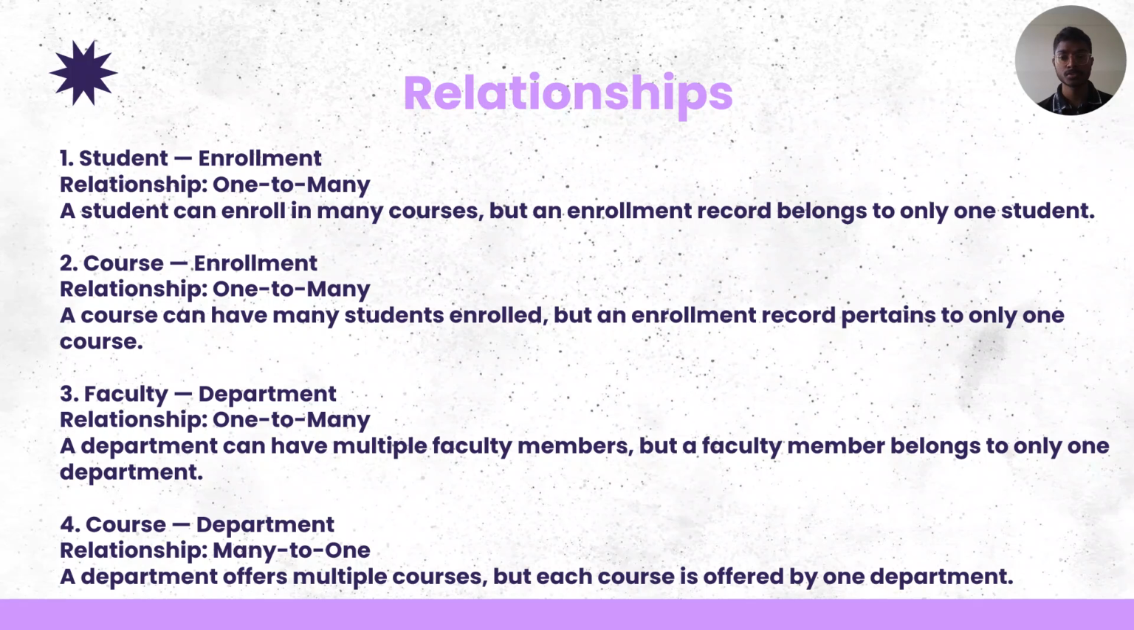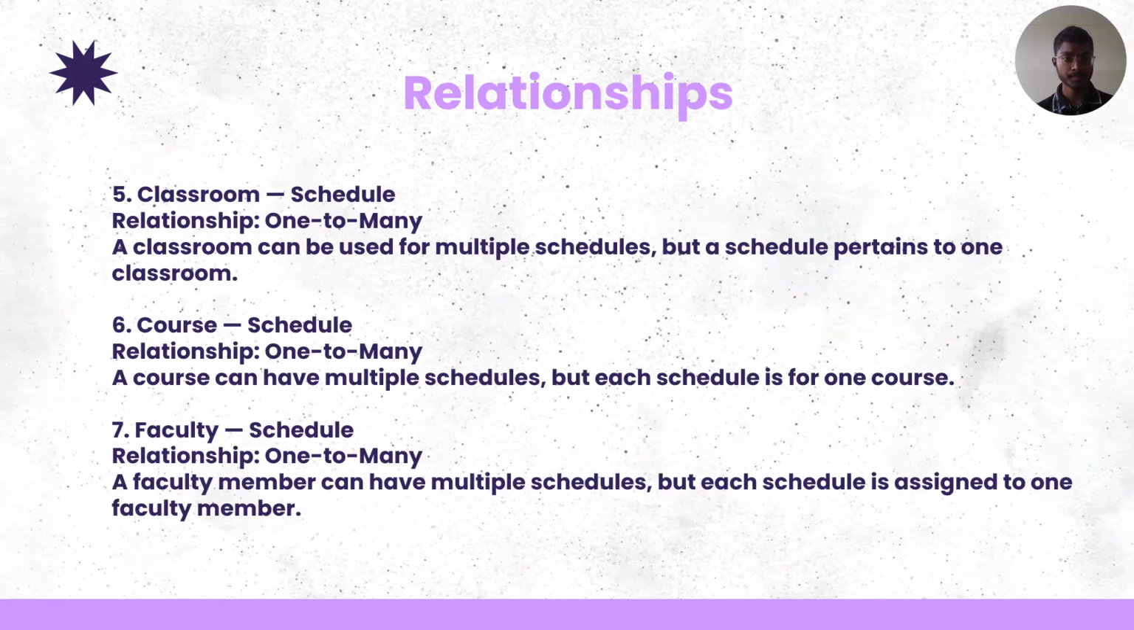Then we are having the course to department relation. The relationship here is many to one. As you can see, a department offers multiple courses, but each course is offered by one department. Then we also have a classroom to schedule relationship, one to many. A classroom can be used for multiple schedules, but a schedule pertains to one classroom.